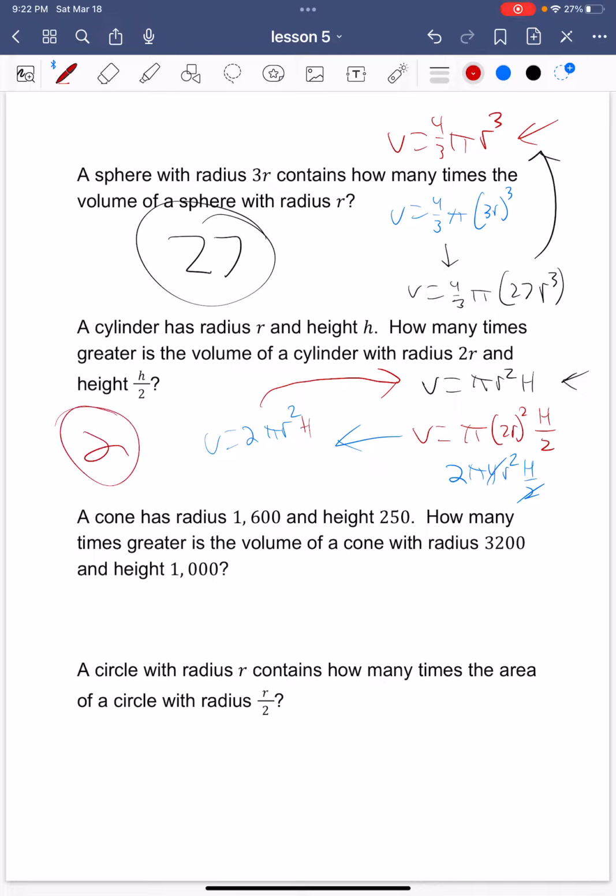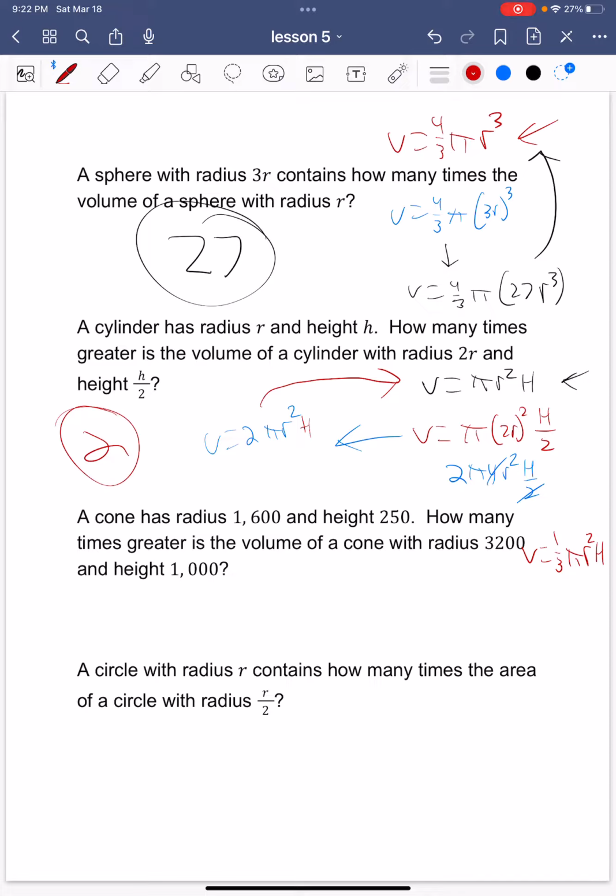A cone has radius 1,600 and height 250. How many times greater is the volume of a cone with radius 3,200 and height 1,000? So let's write the formula. Volume equals 1/3 pi r squared h. Now, I don't want to plug in 1,600 and 250, get a super large value, and then divide by the 3,200 and 1,000. We could approach this in a more logical way.